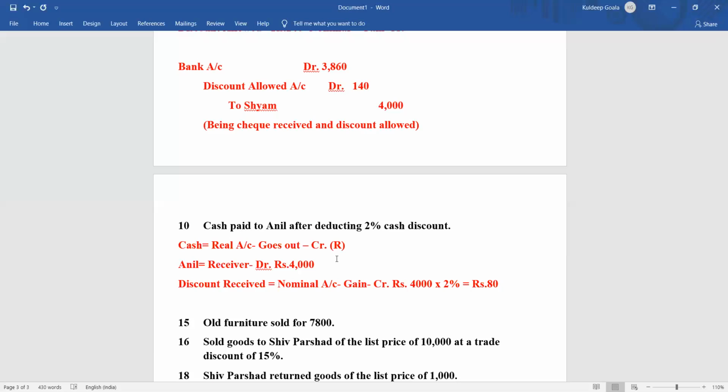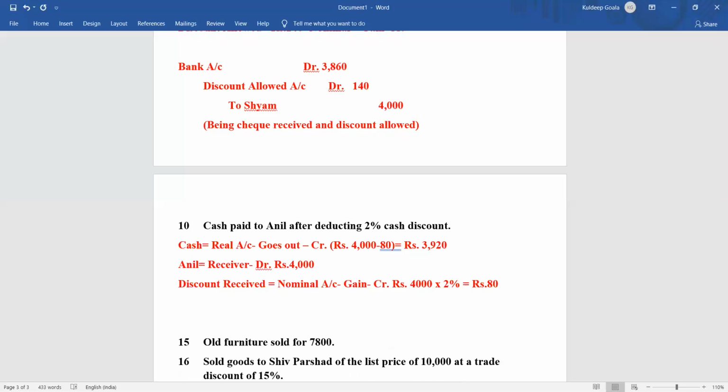Just a minute, okay? Yeah. So how much are we going to receive in cash? Rupees 4,000 minus 80. That means total of how much are we going to receive? 3,920 rupees. Okay, 3,920 rupees. So this is how we are going to show it.